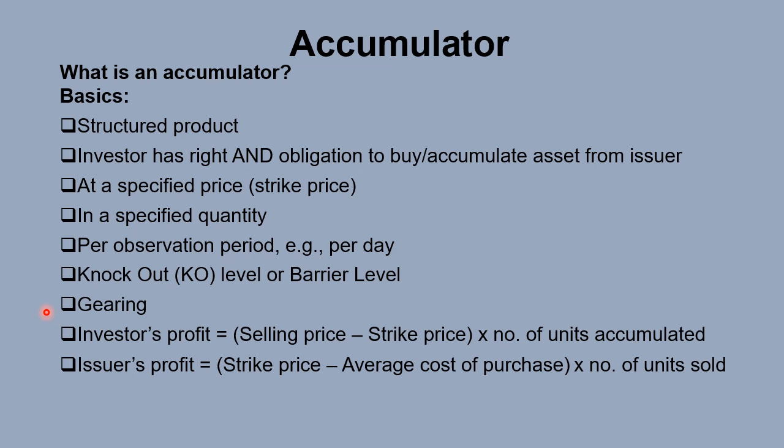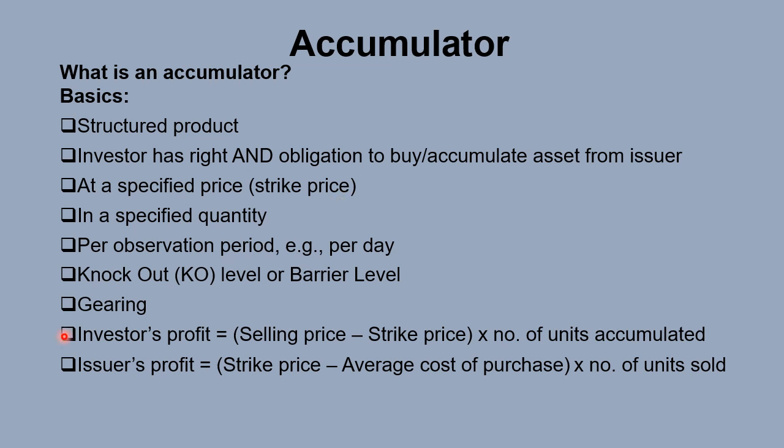There could be a knockout feature that terminates the product or a barrier level that temporarily stops accumulation if the underlying price moves above that particular level. Note that the investor has both the right and the obligation to buy the underlying at the specified price, which is the strike price, subject to other terms such as the KO feature.